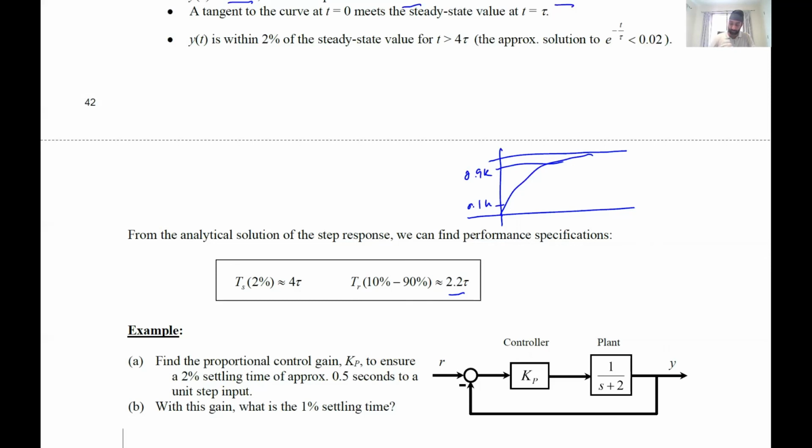Please note that rise time is defined differently for the oscillatory response. If the response is oscillatory, then the rise time is defined as the time it takes to go from 0% to 100% of the steady state value. So whenever it reaches the steady state value for the very first time, that is the rise time for the oscillatory response.